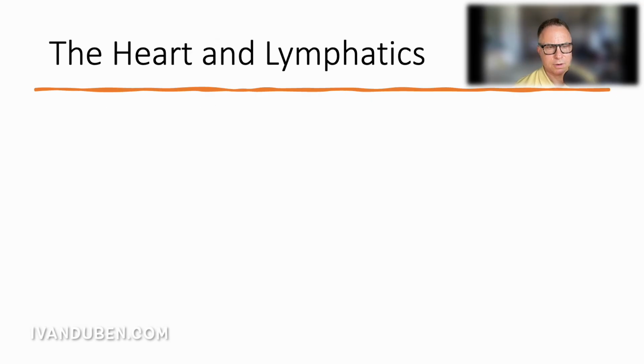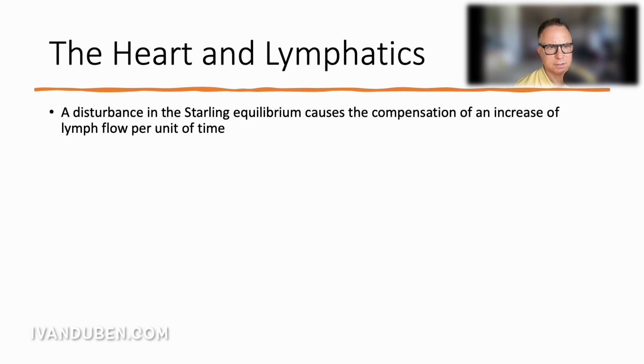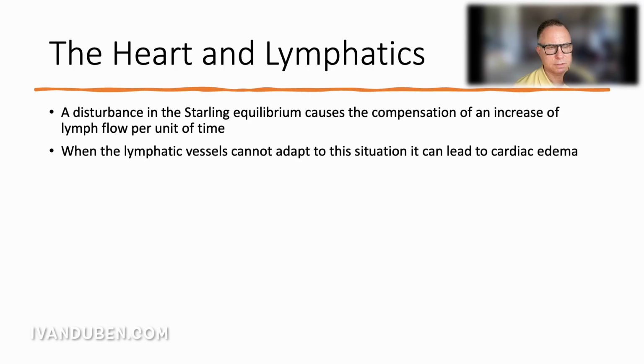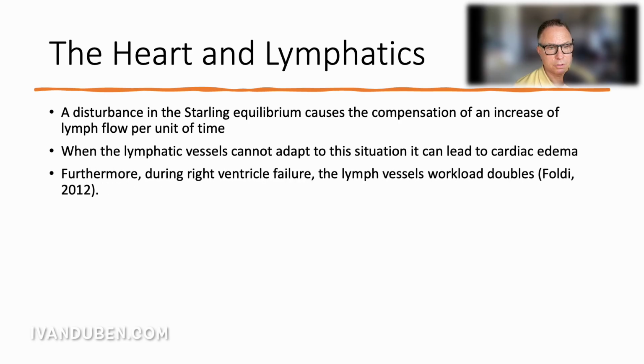In terms of the heart and its associated lymphatics, a disturbance in the Starling equilibrium causes the compensation of an increase of lymph flow per unit of time. Now, that Starling equilibrium will be affected by pressure gradient imbalances. When the lymphatic vessels cannot adapt to the situation, it can lead to cardiac edema. Furthermore, during right ventricular failure, the lymph vessel workload doubles.